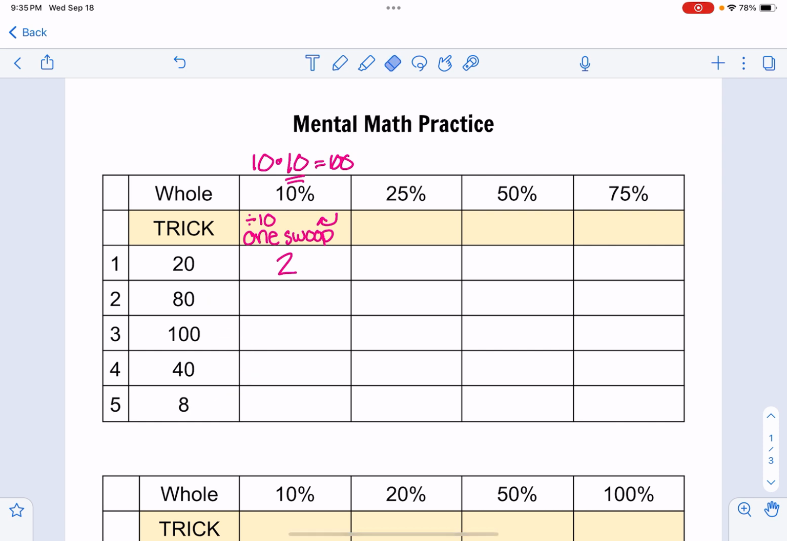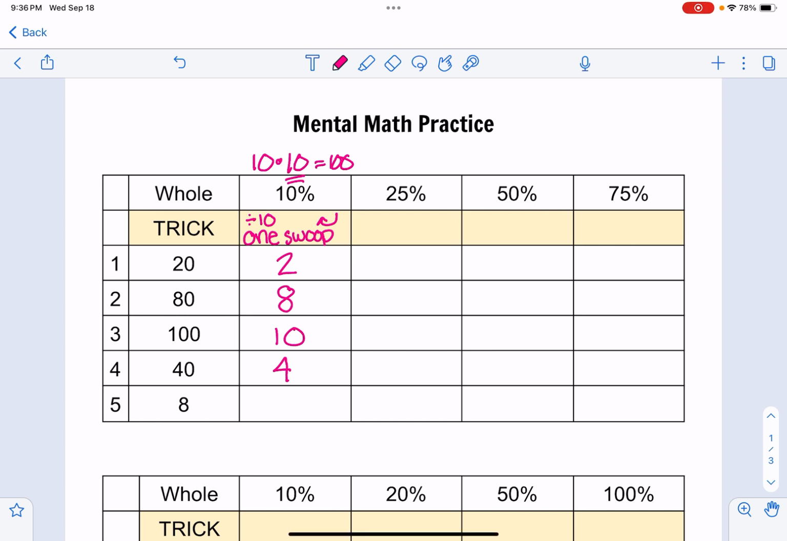All right, hopefully you found all of these already. So if I do 80 divided by 10, I get 8. So 10% of 80 is 8. And for the next one, I'm actually going to do my swoop trick instead. Period at the end of the sentence, one swoop in, 10.0 or 10. 10% of 100 is 10. For the next one, I'm going to try the divided by 10 because I could do either strategy. 40 divided by 10 is 4. 10% of 40 is 4.